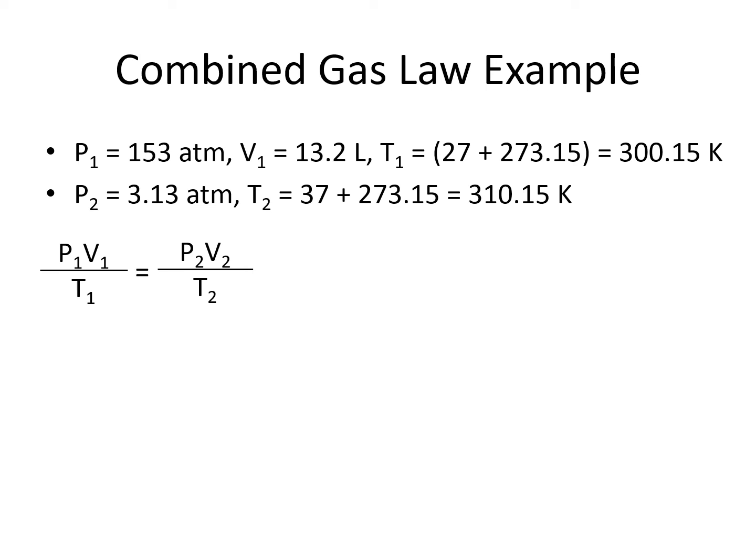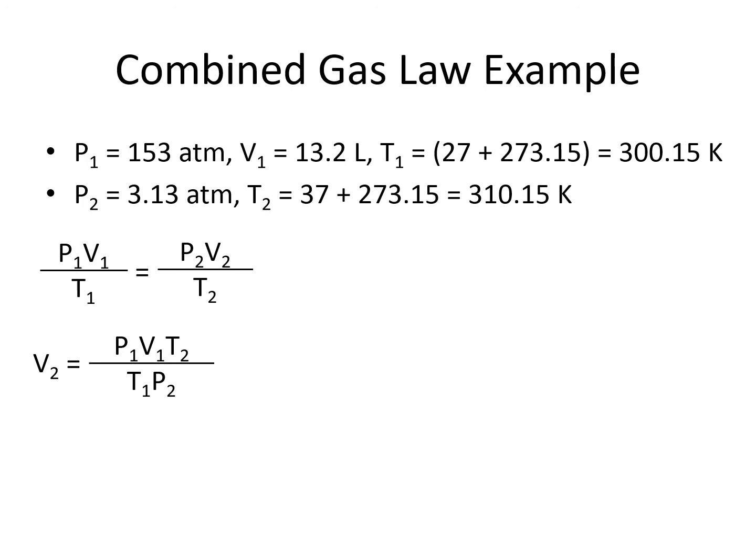Before we plug in values, we are going to want to rearrange the equation to get the variable we're trying to solve for isolated on one side of the equal sign. We want to find the volume of air that can be supplied to the diver's lungs. So V2 is what we are solving for. To get it by itself, we're going to need to multiply both sides by T2 and divide both sides by P2. Our rearranged equation becomes V2 equals P1 times V1 times T2 divided by T1 and divided by P2.